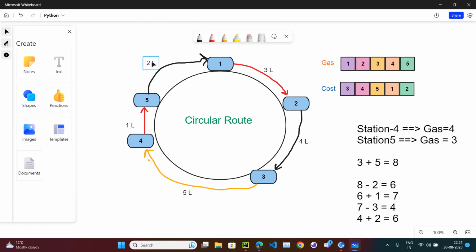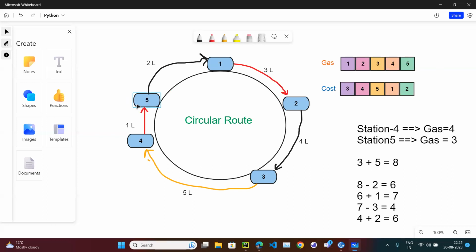Doesn't matter where we start. So when we have equal or more, it means we will find some starting point. The starting point could be either one, two, three, four, or five, right? So any one of them. So we are going to run only one loop. We are not going to check again and again, because we know the starting point is either one, two, three, four, or five. So we are going to go one, two, three, four, five.